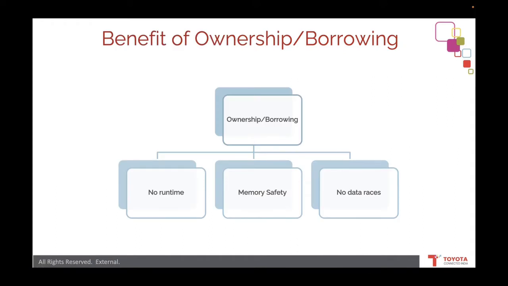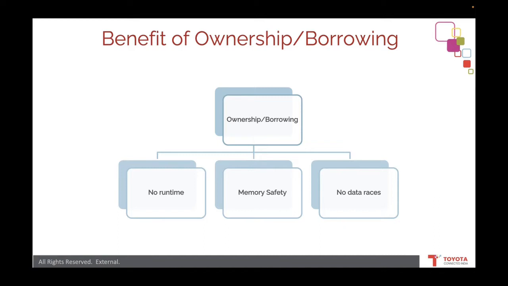So now we can see the benefit of ownership and borrowing. Ownership and borrowing gives so many advantages like memory safety, no data races, no runtime. In C or C++ kind of programming language, it gives the no runtime, but it does not provide the guarantee of memory safety, and it also does not prevent the data races condition.